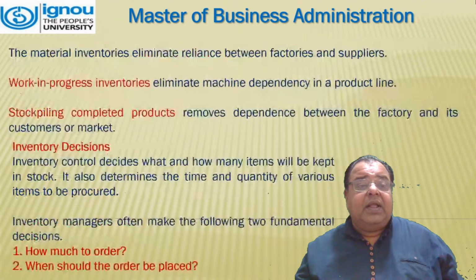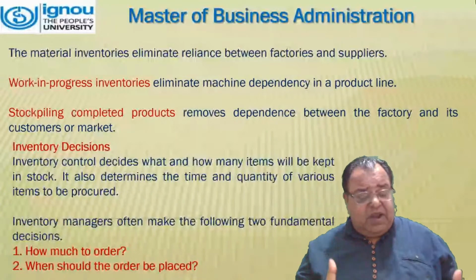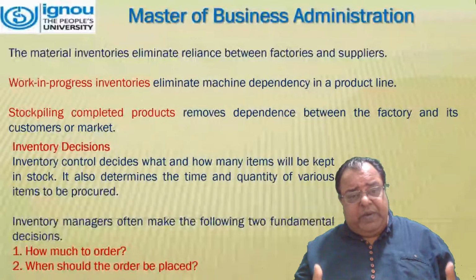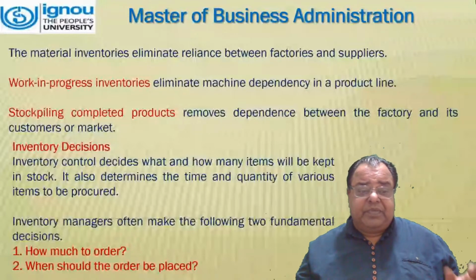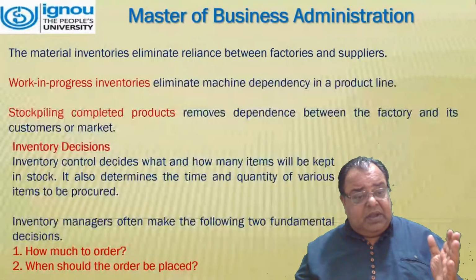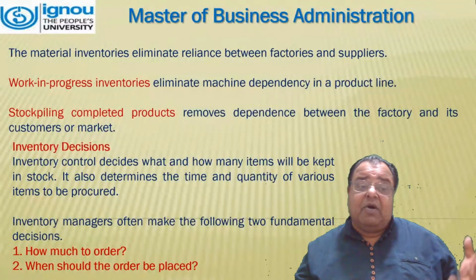Raw material inventories eliminate reliance between factories and suppliers. Work in progress inventories eliminate machine dependency in a product line. Stock of completed products removes dependency between the factory and its customer or the market.